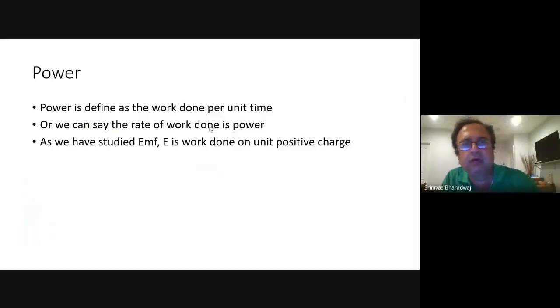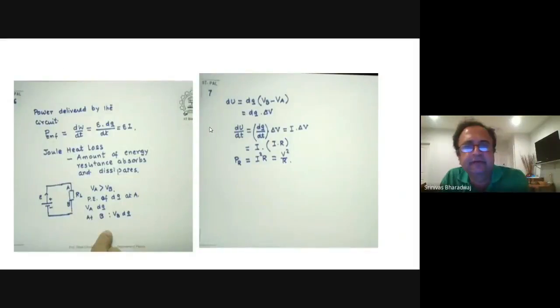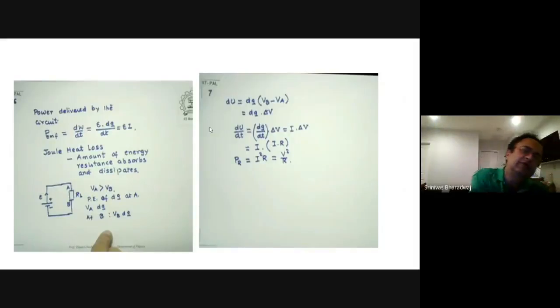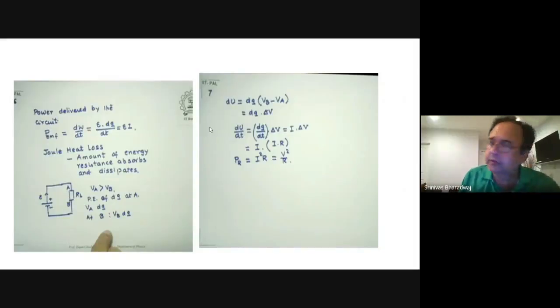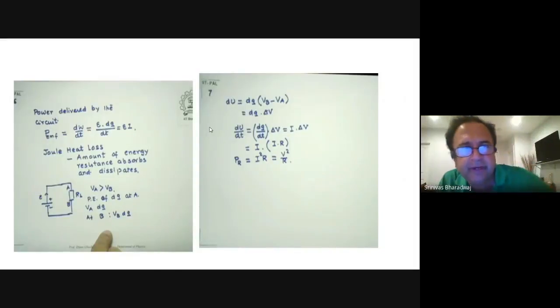Now power we define as the work per unit time, and as we already discussed, power delivered is E times I, or V times I. If there is a joule heat loss, it is the amount of energy the resistance absorbs and dissipates. So if you look at my electric bulb, what does it do with the power that it gets from the power company? When we say it's 70 to 75 watts, what does it do?